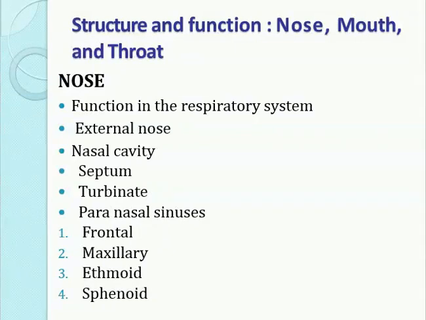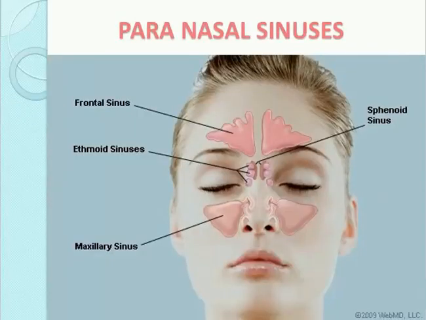Now we will review the structure and function of nose, mouth and throat. Nose functions in the respiratory system. It is divided into external and internal nose. External nose includes nasal cavity, septum, turbinate and paranasal sinuses. These are four in number: frontal, maxillary, ethmoid and sphenoid. The diagram is showing the position of these paranasal sinuses.